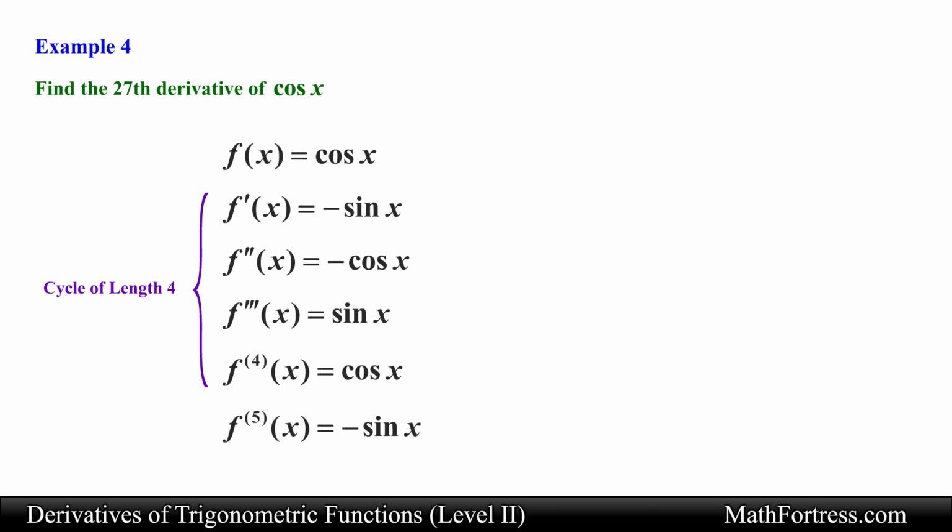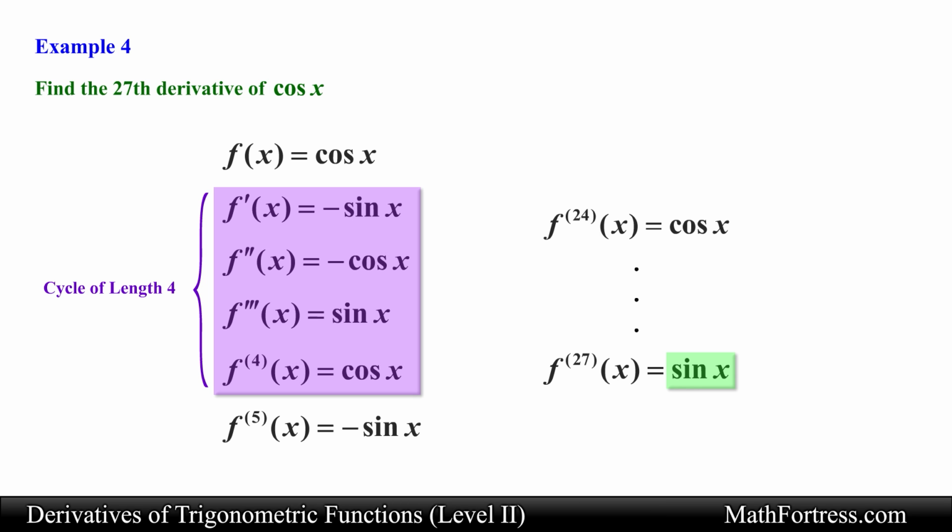We see that successive derivatives occur in a cycle of length 4. In particular, it is equal to cosine of x whenever the derivative is a multiple of 4. Therefore, the 24th derivative of cosine of x equals cosine of x. And differentiating 3 more times, we have the 27th derivative of cosine of x, which is equal to sine of x. So, we can use a pattern to determine higher derivatives.